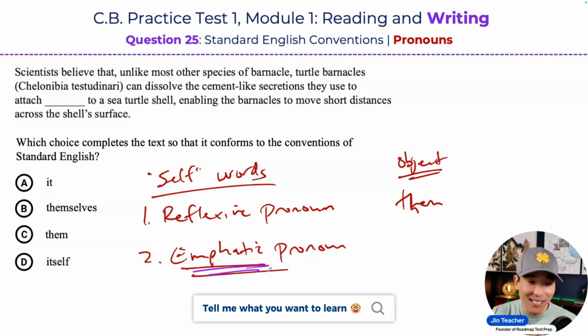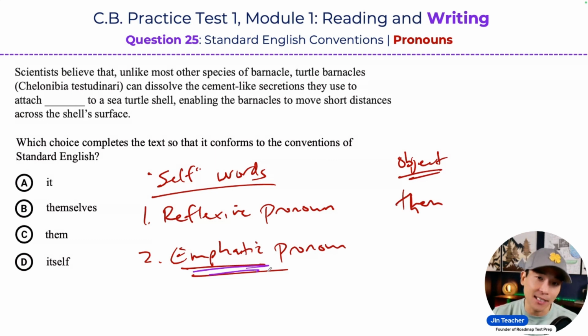I did it all myself. I ate that entire pizza. So emphatic pronouns just add emphasis to the subject, okay? But reflexive pronouns are different. They're created the same way. They're still self words like myself and himself and yourself and themselves, but reflexive pronouns function differently. Reflexive pronouns reflect the action of the verb back onto the subject.